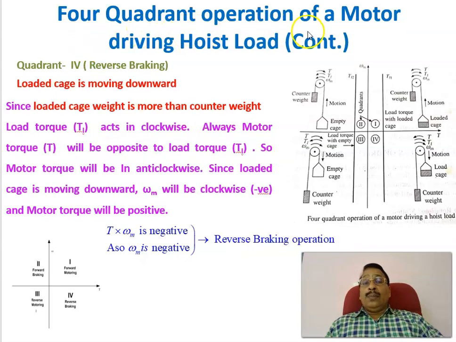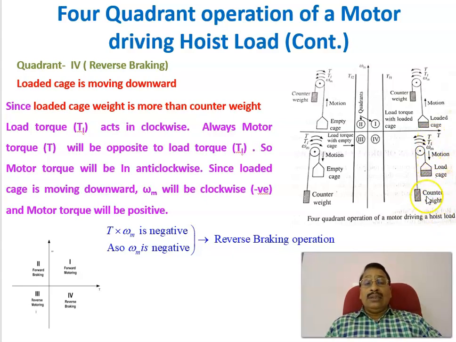Continuing the four quadrant operation of a motor driving a hoist type of load, the fourth quadrant of operation is the reverse braking operation. Again here, the loaded cage is moving downwards, that is, the loaded cage is moving from the upper level to the lower level.